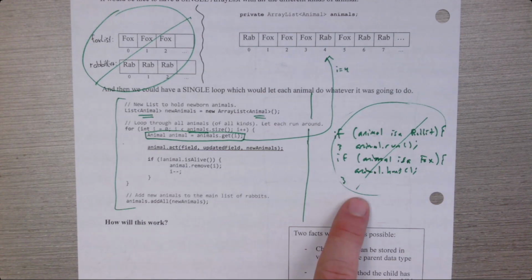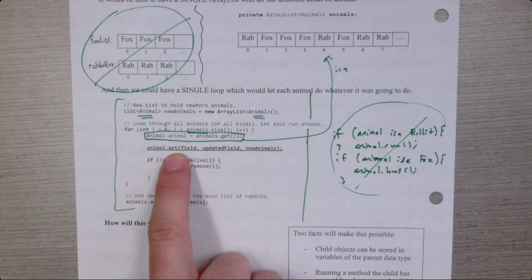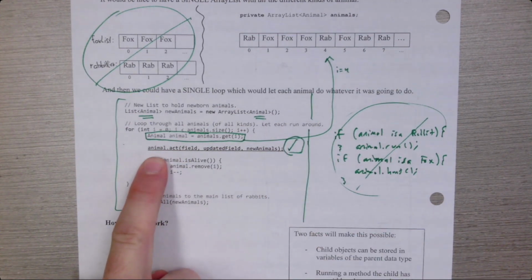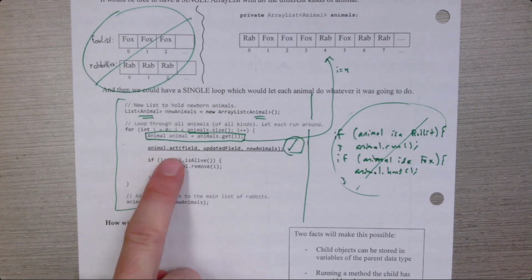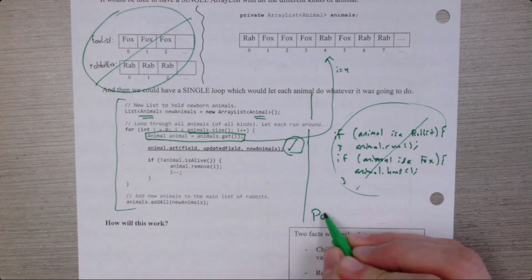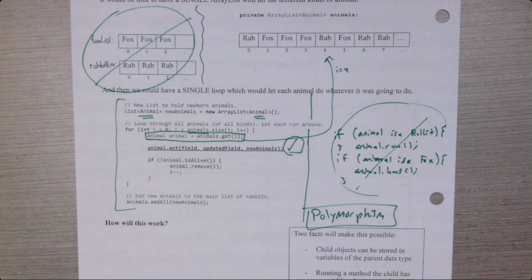What we're going to do instead is give all animals a method called act. So what used to be run for rabbits is going to become act. What used to be hunt for foxes is going to become act. And then this will just magically do the right thing. If the animal variable has a fox and I run act, it will run the fox version of the act method. And if it's a rabbit, it will run the rabbit version of the act method. The name for that is polymorphism. And I'll say one more word about how that makes sense at the end.